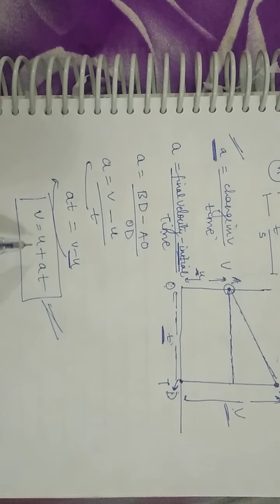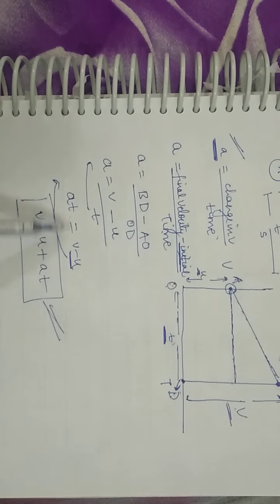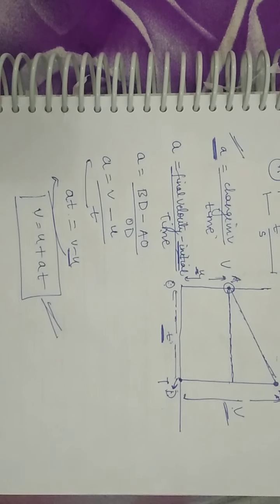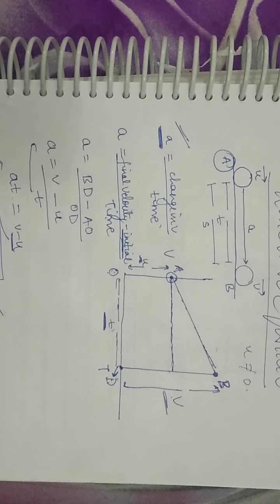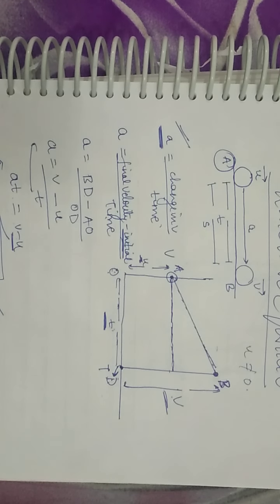I hope you can easily see this now. at is equal to v minus u. Then it becomes v is equal to u plus at. This is the first kinematical equation, students. Very important, and you have to note down this complete thing in your notebook. Now moving on to the second kinematical equation.